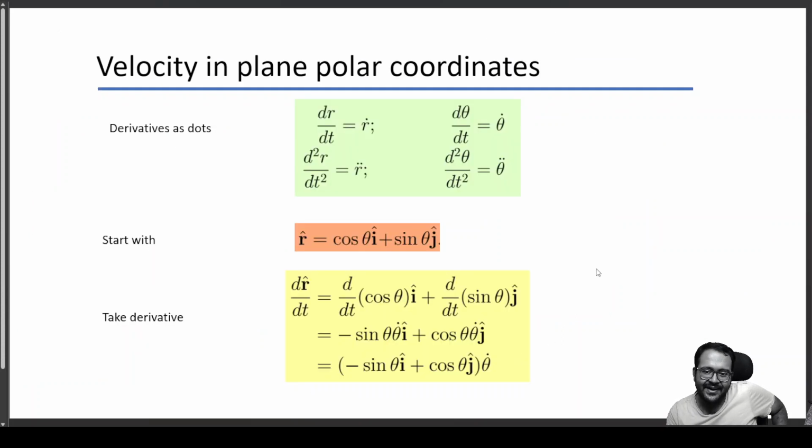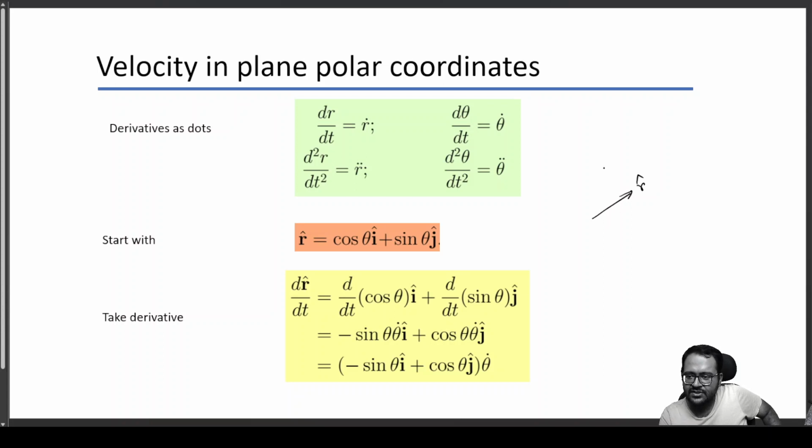Okay. Now I get the main point, which is velocity in plane polar coordinates. Here we will write derivatives as dots. So I write dr dt as r dot, d theta dt as theta dot, d square r dt square as r double dot, d square theta dt square as theta double dot. We start with r hat as cos theta i hat plus sin theta j hat. Not position vector, I'm very sorry. I'm starting with the r unit vector. So if I take a derivative of the r unit vector, as I have already told you, the r unit vector is not constant.